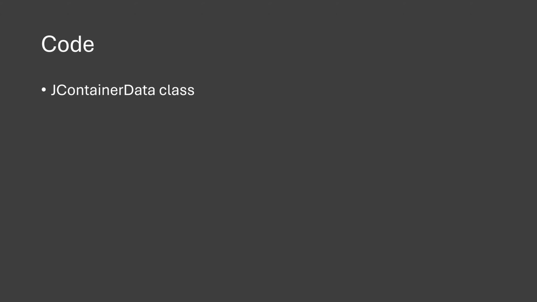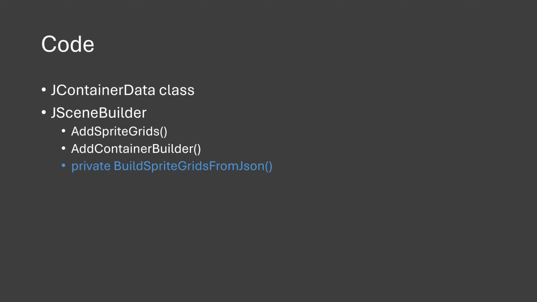We just have a few points here, and the first class that we will be looking at is the JContainer data that encapsulates the serialized information about the positions of the sprites and their order and things like that, giving them names for better access, and it's very straightforward. And then JSceneBuilder is a service that we already have. We're just going to be adding a couple of methods to it, as you remember in the pipeline from the previous slide, two things. First we need to build the sprite grids. That is done with one method here in the builder that takes the JSON argument and builds the sprite grids first.